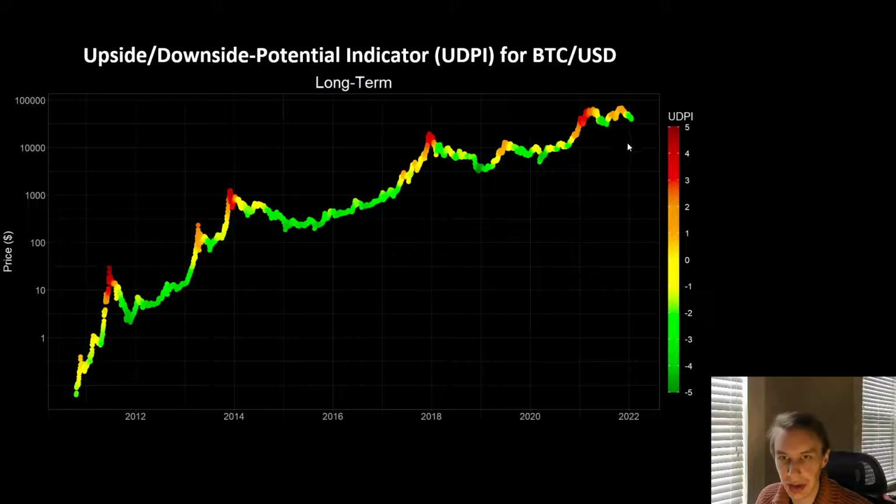Bitcoin's price history. And what you'll notice, and we've been talking about for a while, is that Bitcoin has dipped back down into the green. We're actually down in this kind of level here, we're actually approaching -3 now on the long-term UDPI. And so when we get down to these sort of levels, historically speaking, these have been kind of accumulation zones that have been advantageous.